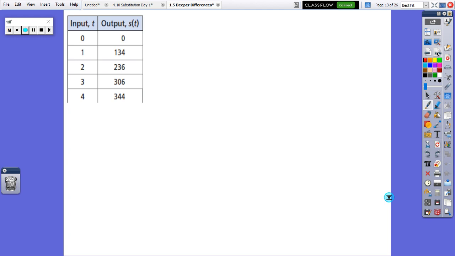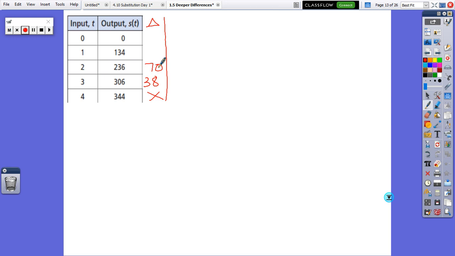Okay, one more. This one's a big one, so it's kind of tricky. And this one is a good one because it has a negative coefficient. So again, let's start with our delta column. So 344 minus 306 is 38. 306 minus 236 is 70.